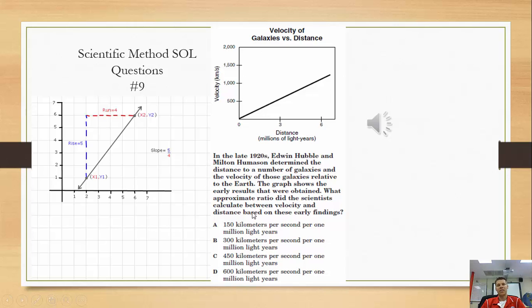Alright, so if you actually found something like 166 kilometers per 1 million light years per second, then you have to pick the answer that's the closest to that.